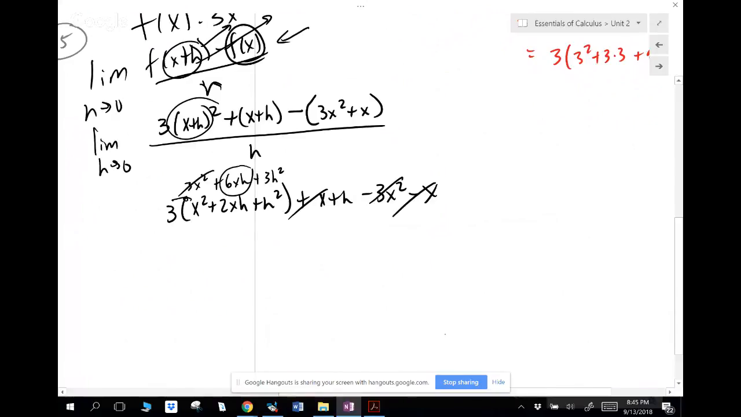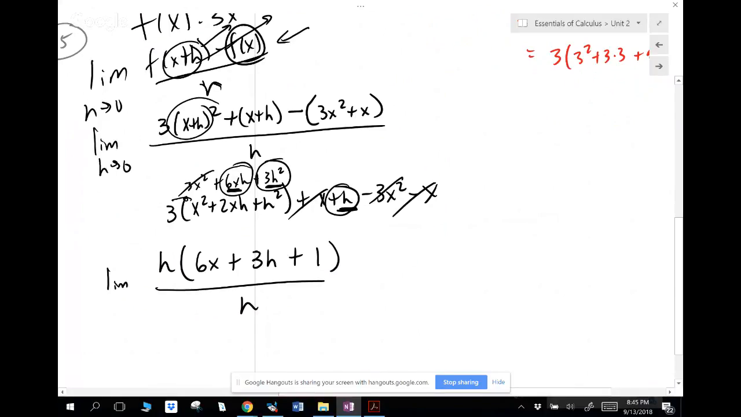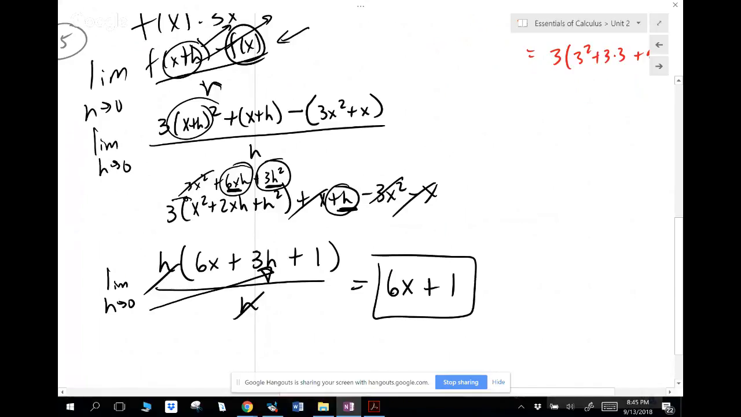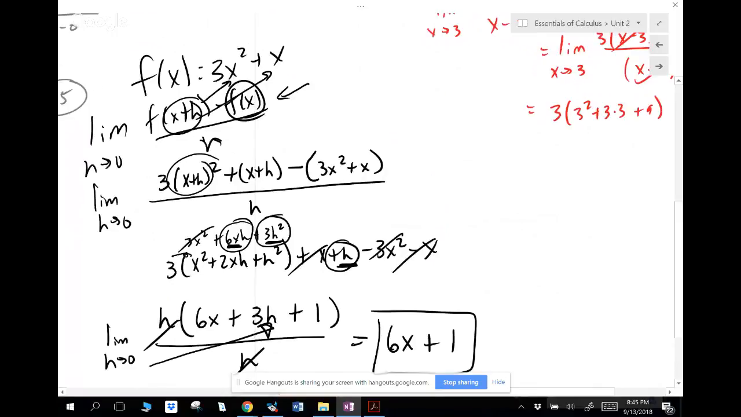All right, so you're going to end up with this, this, and this in the numerator. So I'm going to factor that h out, and I'm going to be left with 6x plus 3h plus, factoring an h out of an h, we get 1, divided by h. Those get rid of that. Plug in 0 for h, and you're going to get 6x plus 1. That's what's left over. There you go. That's the limit definition of the derivative.